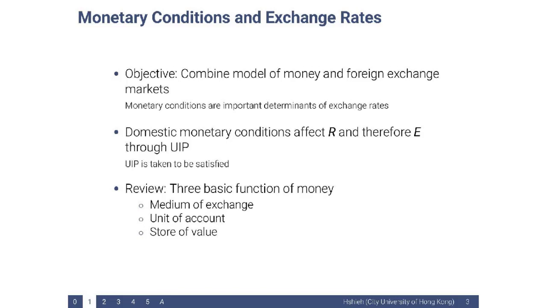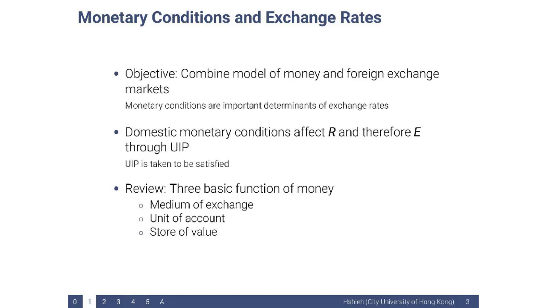And in today's lecture, we're just going to assume that UIP is always satisfied. If there's any sort of distortion because of the change in R, for example, UIP will restore itself somehow, through carry traders and so forth. All right. So to review, usually when we review banking, we like to review what money really is.